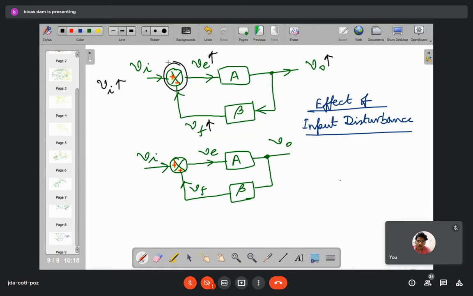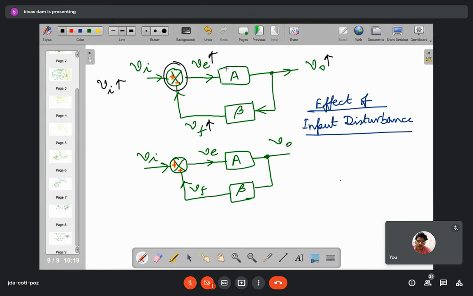It will decrease. Okay, so in this type of feedback topology, any increasing disturbance at the input side is initially propagating to the output, but the way a part of the output is being fed back to the input side, that feedback nature is trying to reduce the effect of the input disturbance.